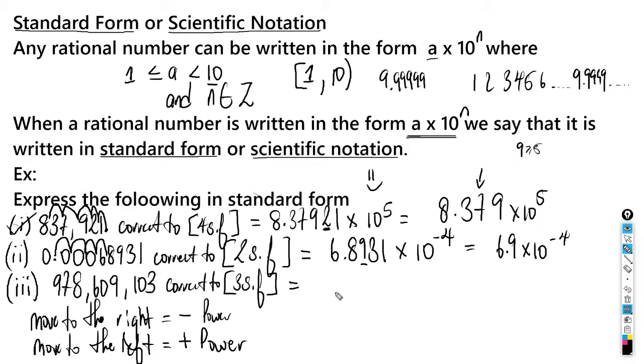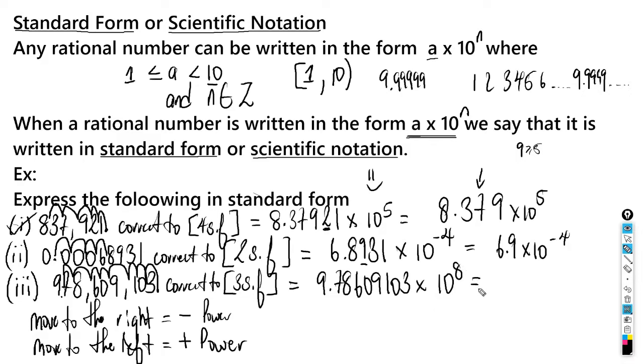So the next one now, we have 978,609,103, right? And we need it correct to 3 significant figures. So the first thing we're going to do is find where the decimal point should be and move it to the right of the first significant figure. 1, 2, 3, 4, 5, 6, 7, 8, right? It should be right here. So we'll end up with 9.78609103 times, we moved it 8 places to the left. When we move to the left, we'll get a positive, so it's 10 to the 8.